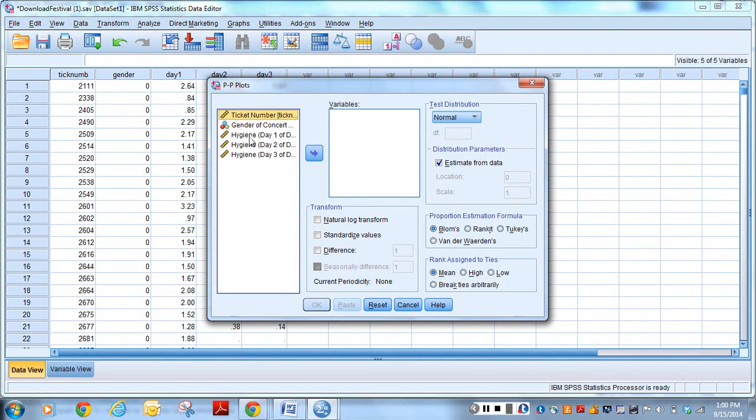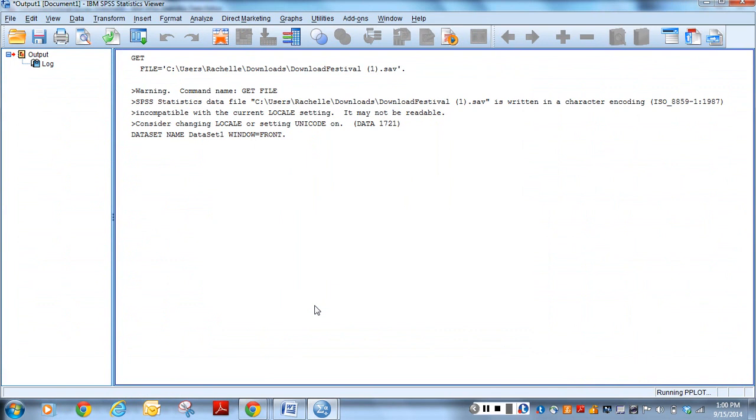So what I can do, I can click on hygiene, press my shift button, and then click at the bottom on day 3 of hygiene. Like that, it will highlight all 3 at the same time. I can click my little arrow here. So I have all 3 of my variables. And notice our test distribution, we want to test the normality of our data. So let's see what this looks like.